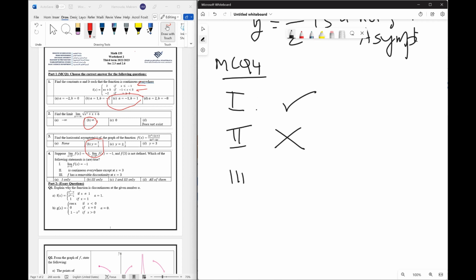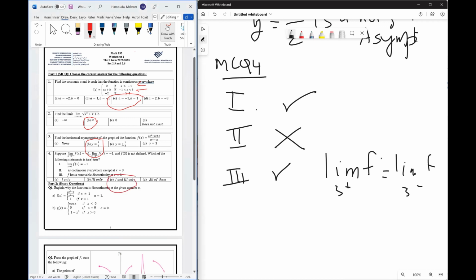Number 3, f has removable discontinuity. Yes, this is true because limit to the right is equal to limit to the left. Okay, limit f 3 plus is equal to limit f 3 minus, so the limit exists. Well, we don't care about if it is here, of course, this is discontinuity because f of 3 is not defined, but the limit exists. So it is a removable discontinuity. So 1 and 3 are true, only 1 and 3. So the answer is C.